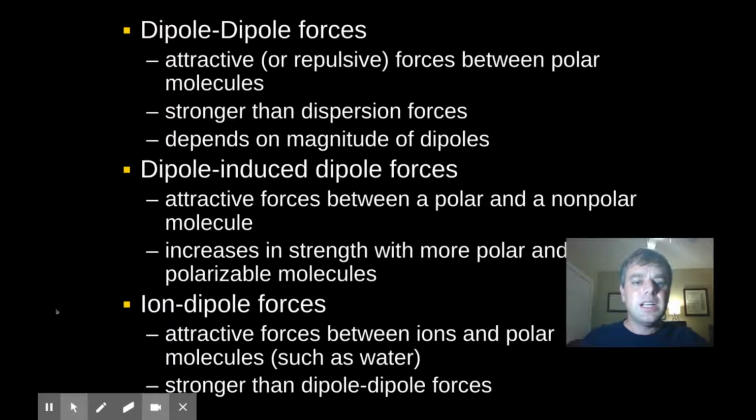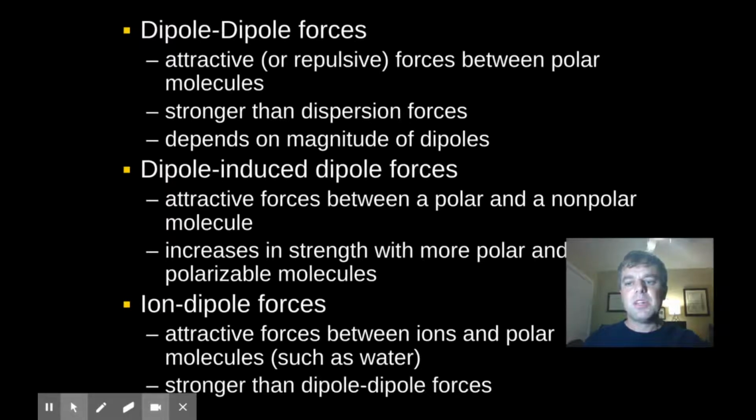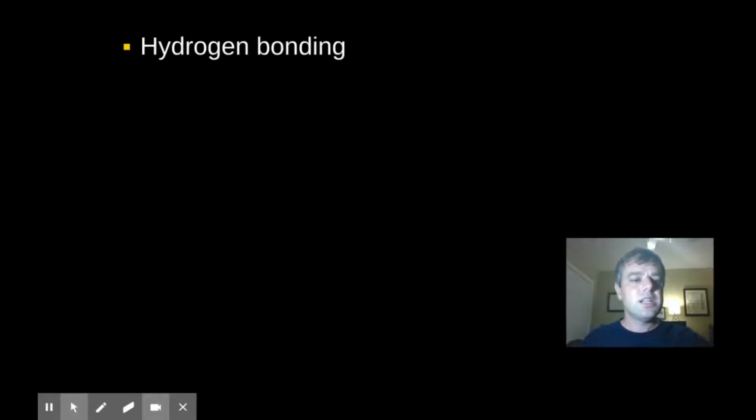And ion dipole forces are quite strong because you're working with something that's got a dipole on it, plus you're working with something that's just got a straight up either positive or negative charge. You're going to have pretty strong attractions going on there because you're not going to have as many opportunities for repulsions happening. This right here shows dipole-dipole forces as they're taking place.